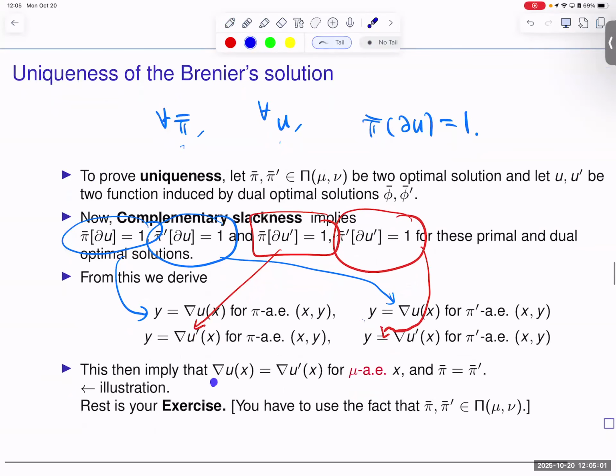Right. So between u and u prime, the only thing we have is that their gradients are equal mu almost everywhere. So for example, you can just add any constant to the other, still the gradient is the same. So you have this ambiguity up to additive constant. So the theorem is just up to additive constant, such function u is unique, because the gradient is just unique.